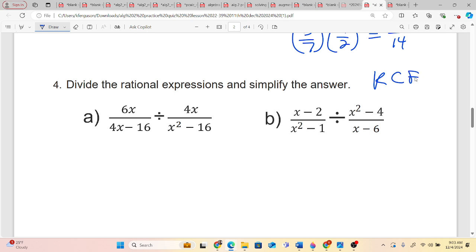K, C, F. Keep, change, flip. And that's what I'm going to do to both of these. All right, so go ahead. I'm going to continue. With KCF, keep, change, flip, the first fraction is going to stay the same. Then I change my division sign to a multiplication sign, and then I flip the second fraction.